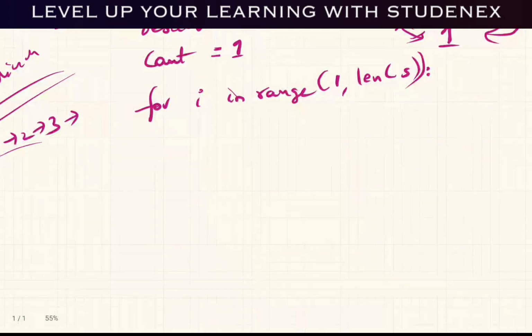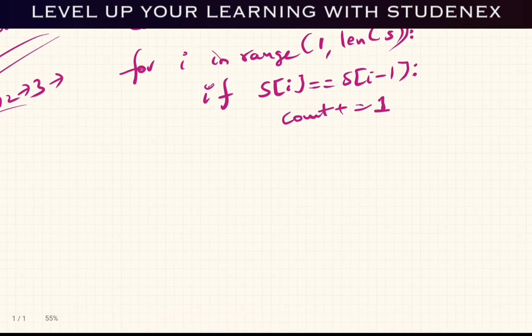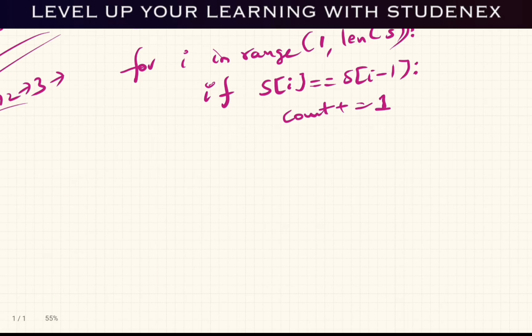Now after this, I will check if s of I equals s of I minus 1, the current element and the previous element. If they both are equal, what I'm going to do is just increment the count by 1. If they are, this will complete, so it will give the whole thing right here.